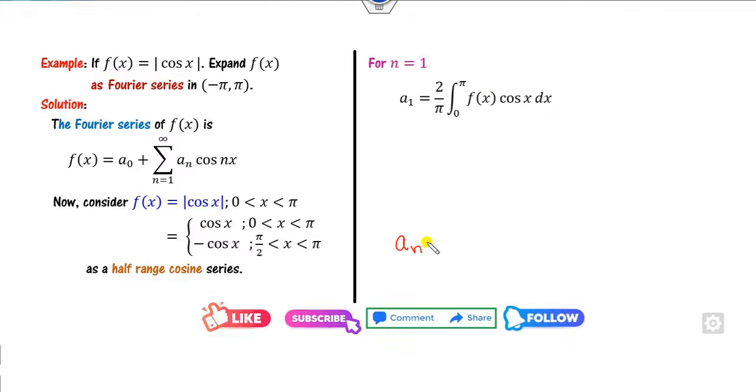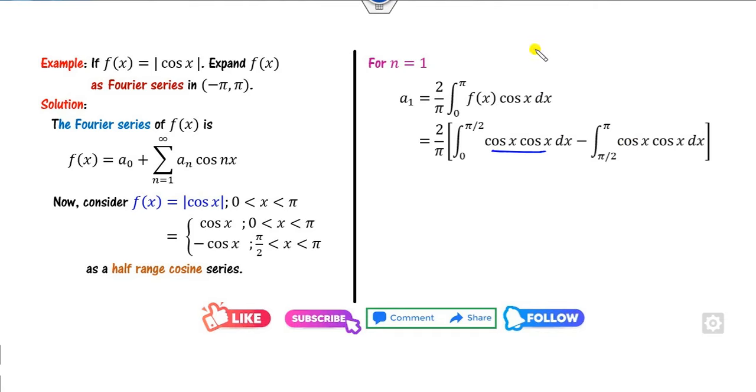You remember what is the an? It is 2 upon pi, integral 0 to pi, f(x) cos nx. This is the formula for the an. Now what is the a1? If I take n as 1, again I can break this interval into two parts, 0 to pi by 2 and pi by 2 to pi.